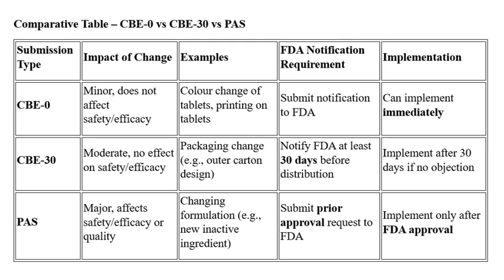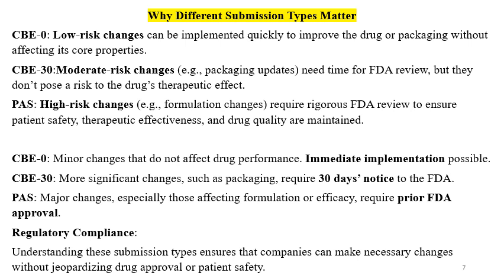These are the differences. Now, why do different submission types matter? In summary, CBE 0 are the low risk changes, CBE 30 are the moderate risk changes, and PAS is the high risk change. CBE 0, as it is a minor change, can be implemented immediately. CBE 30 is a little bit moderate change, so it requires 30 days notice. PAS is a major change and requires a prior approval supplement from the FDA.